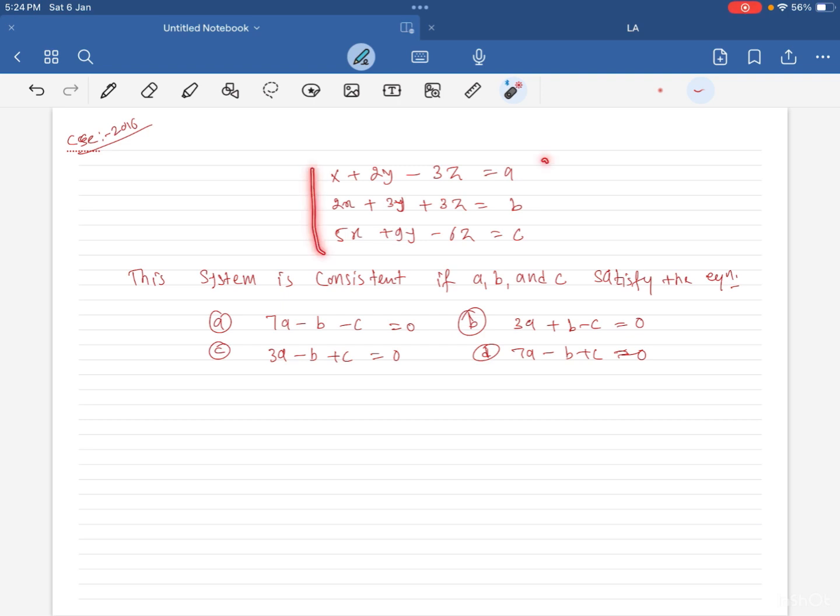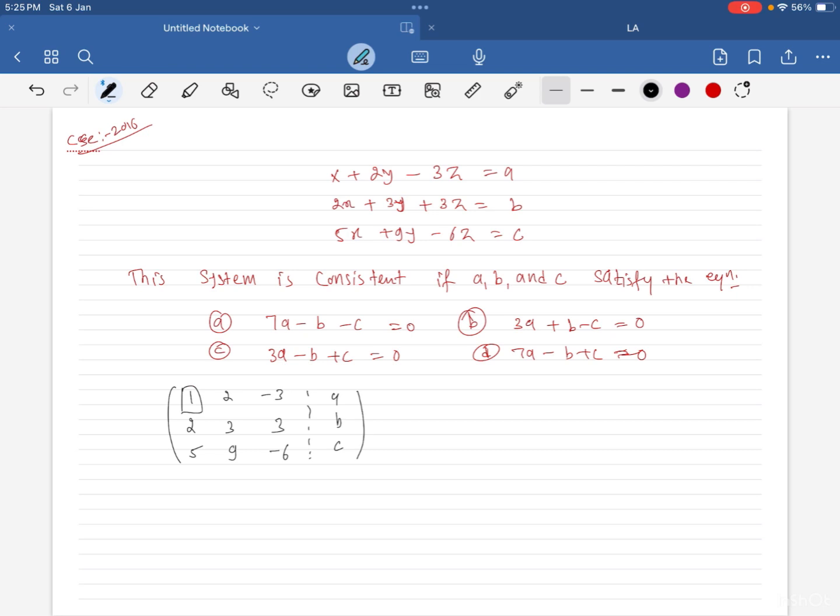We are given this system of equations, and we are asked that the system is consistent if a, b, c satisfy a condition. We have to find the condition at which the system will have a solution. We can proceed by writing the augmented form of this matrix. The main goal is to convert this matrix to upper triangular, and after that you can apply back substitution, and that will give you the condition on a, b, c for which you will get the solution.